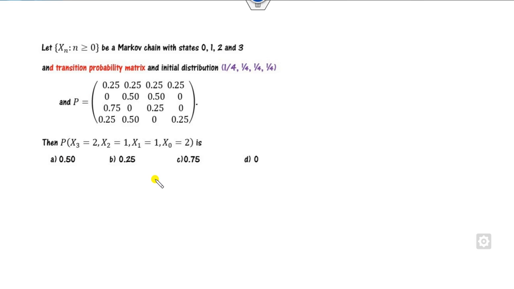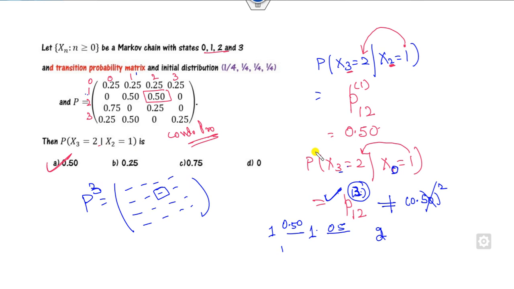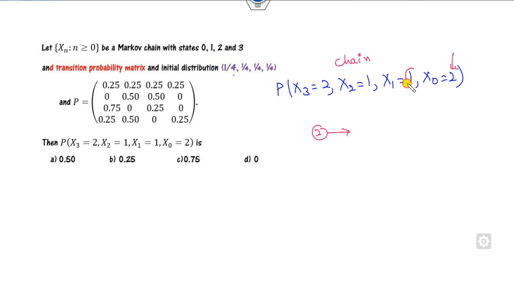Now look at the same example again. Initial probability is given to you. Now this is the chain. X3 is equal to 2, X2 is equal to 1, X1 is 1, X0 is my 2. We call this a chain, while in the previous one this is my conditional probability. Whenever there is a chain, you can start from here: 2 goes to 1, then 1 and then 2.